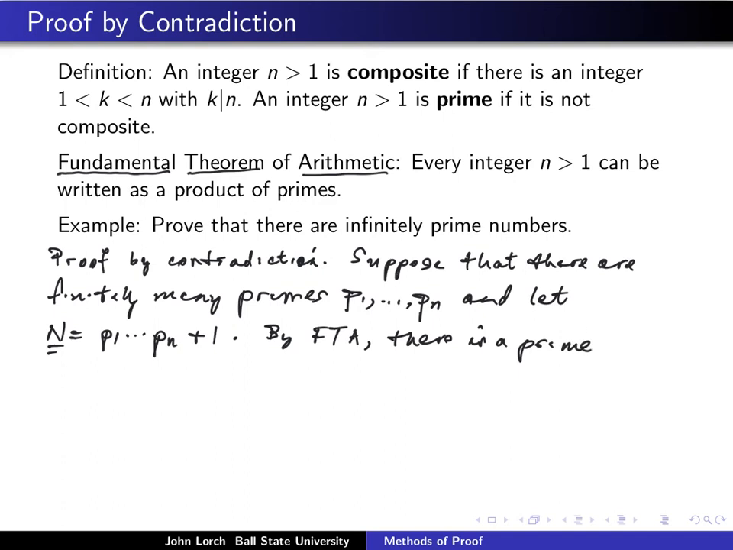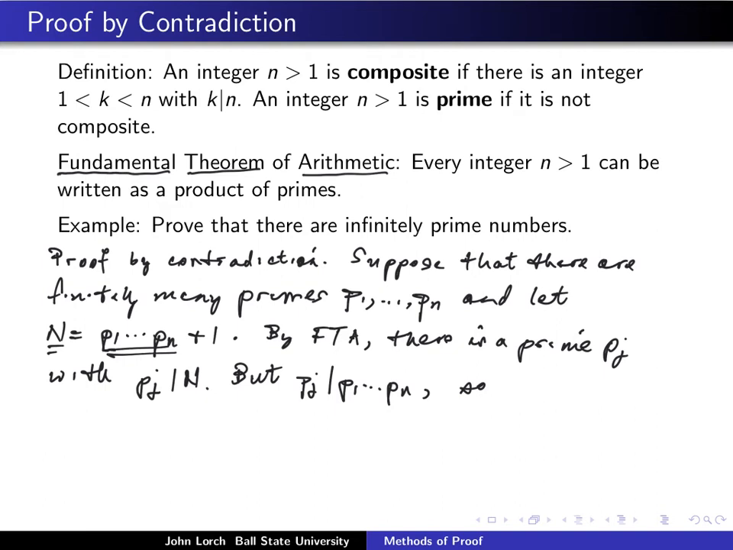So there's a prime P sub j with P sub j dividing evenly into N. But this P sub j also divides evenly into this product, P1 times through Pn, right? So if you put those facts together, that if P sub j divides evenly into N and P sub j divides evenly into this product, then we would know that P sub j divides evenly into 1.